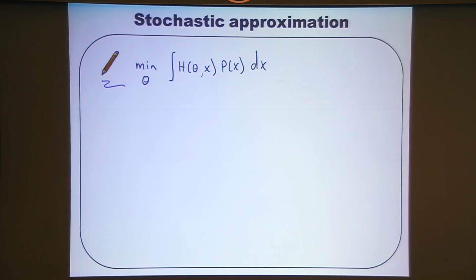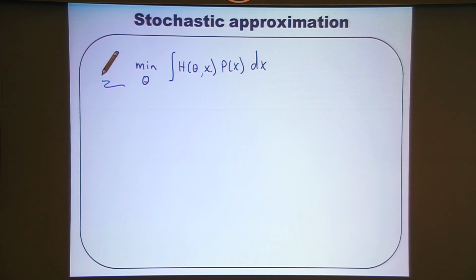Now, this happens a lot in learning. The x's are typically the hidden units. We don't observe them, and so we need to marginalize them, integrate out over the hidden variables. But the problem is much more general, and in fact, the RL problem, the control problem, can also be written in this form.